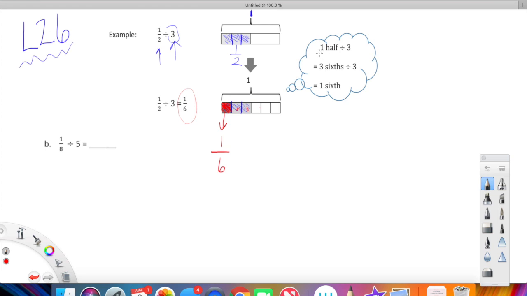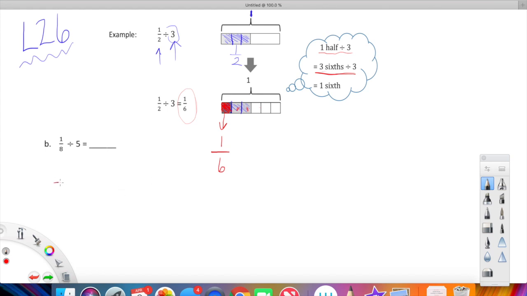We can think about that. This is our thought bubble here. 1/2 divided by 3 is equal to 3/6 divided by 3, which is 1/6. Think about that. I'm just going to assume that makes logical sense to your brilliant 5th grade mind. Cool. So let's go ahead and take this one over. So this is B.